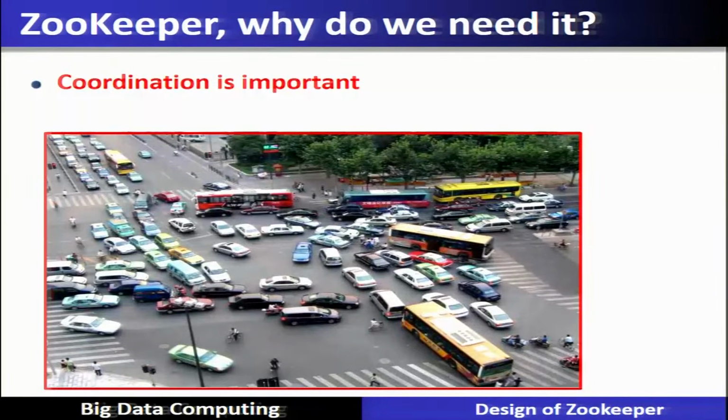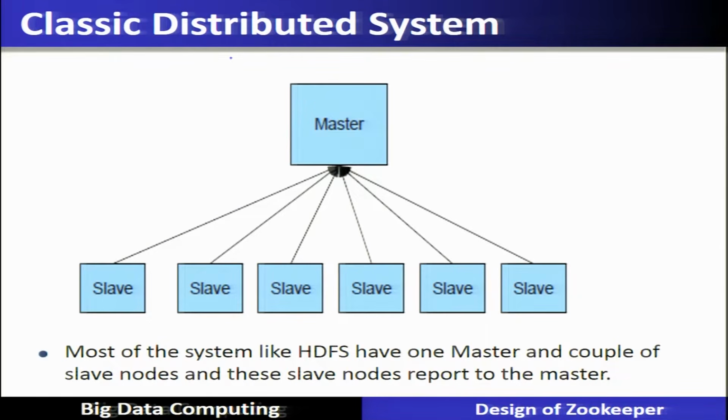Having understood what coordination is and how important it is, now we have to understand another scenario, which is the master slave relation of a distributed system. Here most of the systems like HDFS have one master and a couple of slave nodes, and these slave nodes will report to the master. What happens if the master fails? The entire system will collapse.